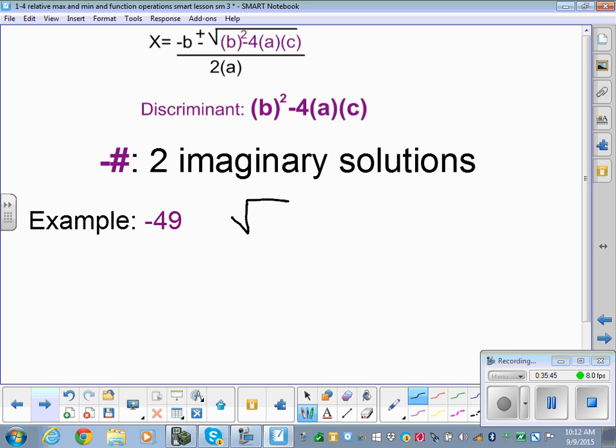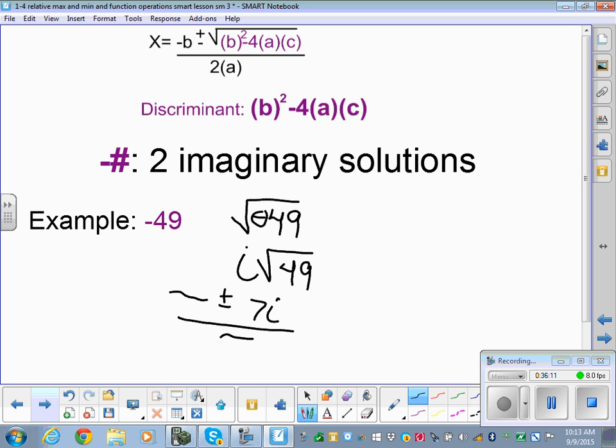Think about it, guys. If you have a negative number, negative 49, for example, under a square root, the first thing we do is pull out the negative and it becomes an i on the outside. So this is really i times the square root of 49. What is the square root of 49? 7. So really we have 7i. And then we have the plus and minus, so we have something plus and minus 7i over 2a. Does that make sense up to here? So how many solutions did we get? Plus and minus means 2. And are they real or imaginary? Imaginary. So if we get a negative as a discriminant, then we know we have two imaginary solutions.